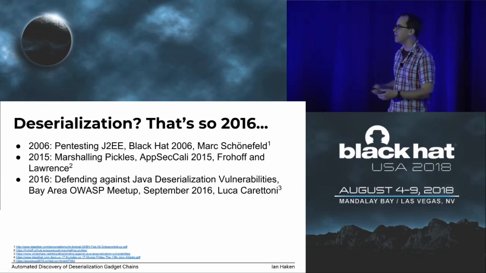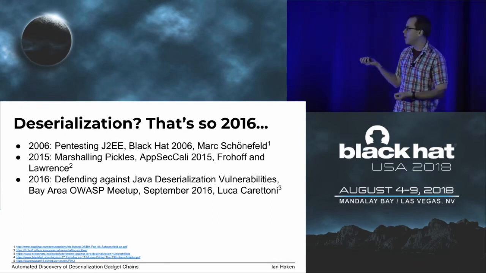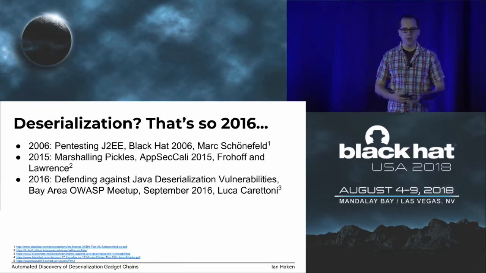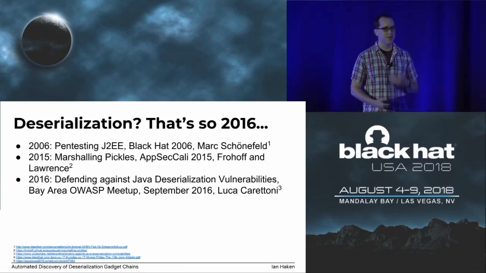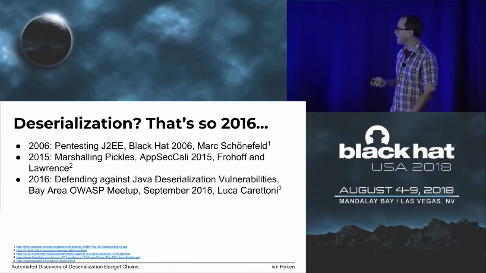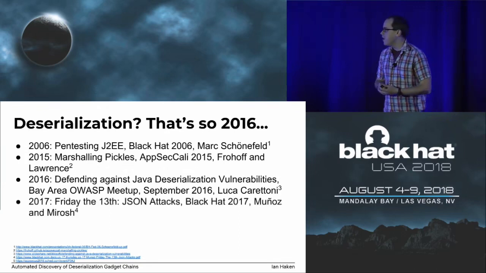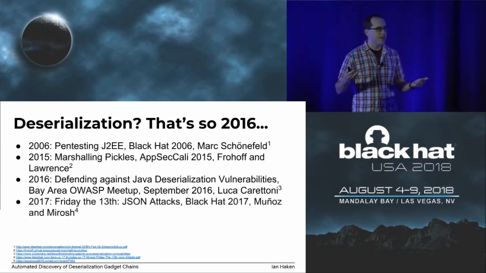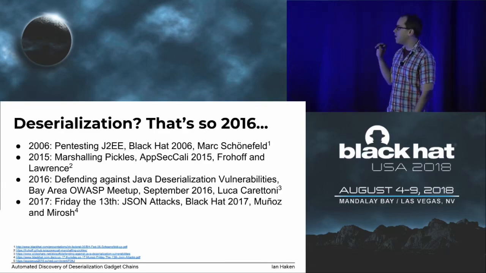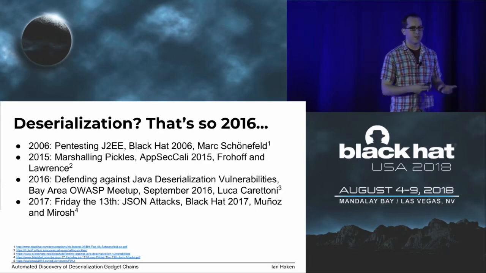So lots of talks were given in that year. And probably my favorite one was by Luca at an OWASP meetup, where he just did a really good job of outlining this is what a vulnerability is, this is what an exploit looks like, this is how you fix them. So this is a good talk to go look at afterwards if you want to dig a little deeper on what vulnerabilities look like. But the subject didn't end there. At last year's Black Hat, Muñoz and Mirosh gave a talk about JSON parsing libraries that are also subject to these kinds of deserialization attacks.